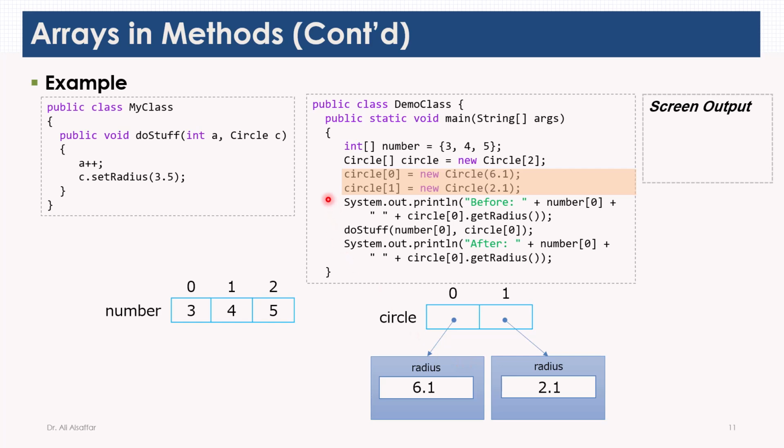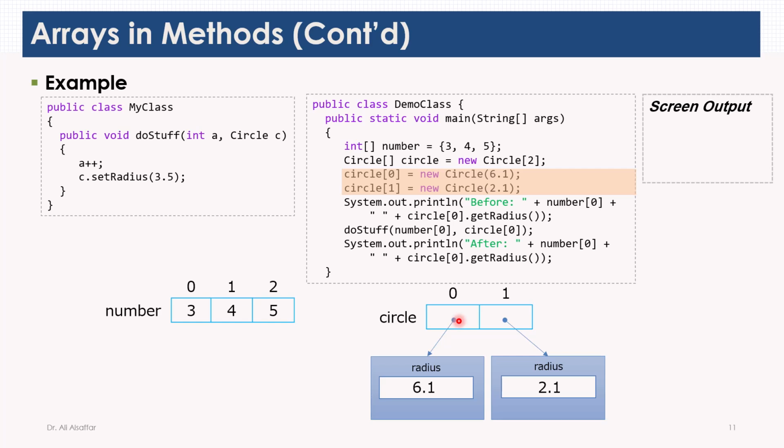In the next line, we are creating two objects. One for circle with radius 6.1 and the other one with radius 2.1. Now, when you create an object, this is how we represent objects inside the memory. Notice that the first object has radius 6.1 and the second object has radius 2.1. And since the array holds only references, graphically we draw an arrow from the index variable to the object.